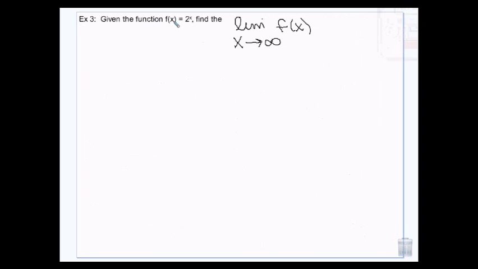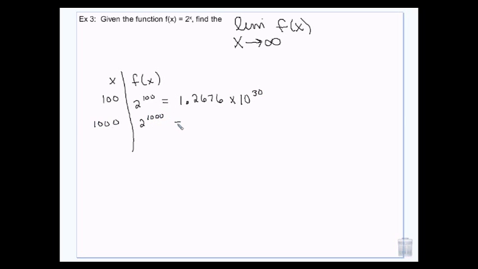This one, we have the function 2 to the x, and we want to see if we can find a limit as x approaches infinity. So I'm going to make an x table and an f of x table, and I'm just going to pick 100 because that's a nice one to do, and then I get 2 to the 100. And then if I pick 1,000, what happens if I plug in 2 to the 1,000th? Oh, I get a number that's too big for the calculator. It errors out on me.